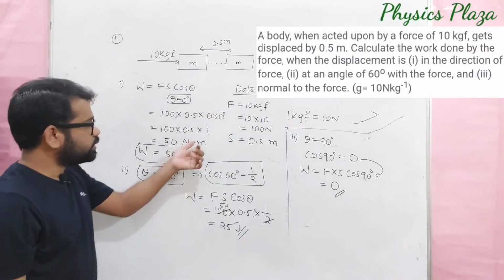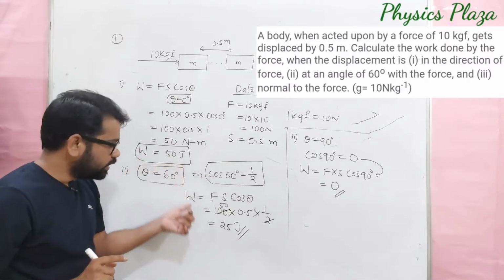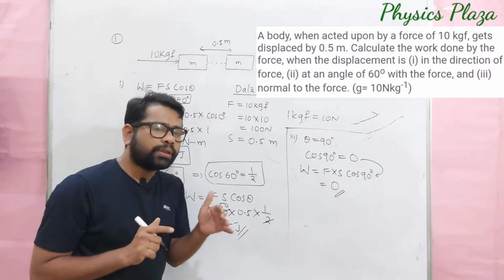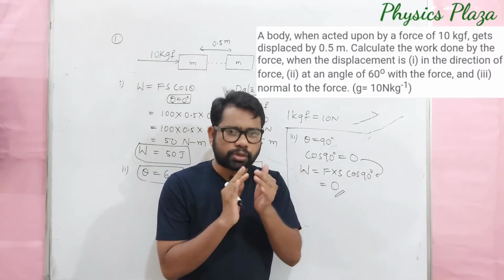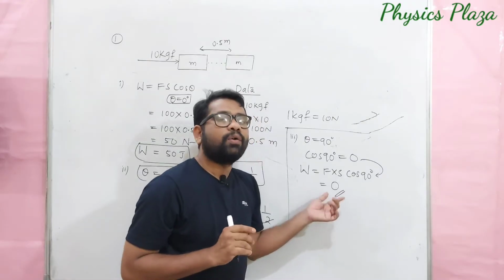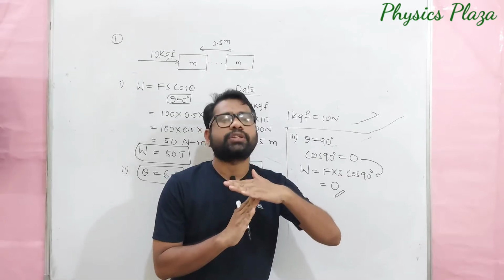Children, here is the work done when the body is displaced in the direction of applied force. Here is the work done when the body displacement is making a 60 degrees angle with the force, and here is the work done when the force and displacement are perpendicular to each other.